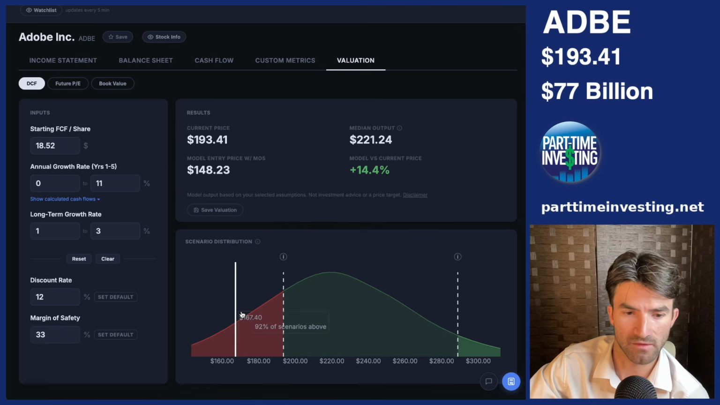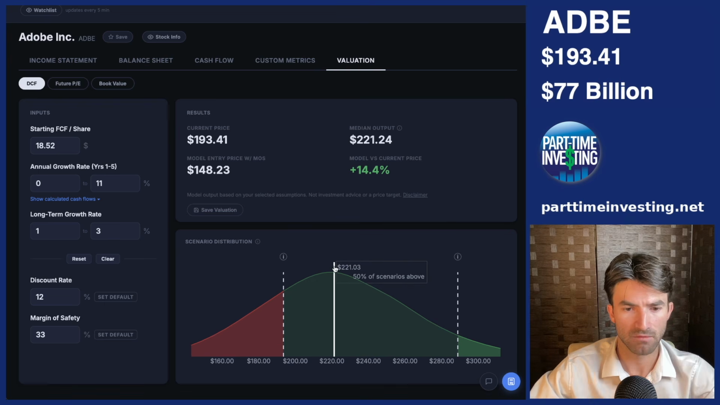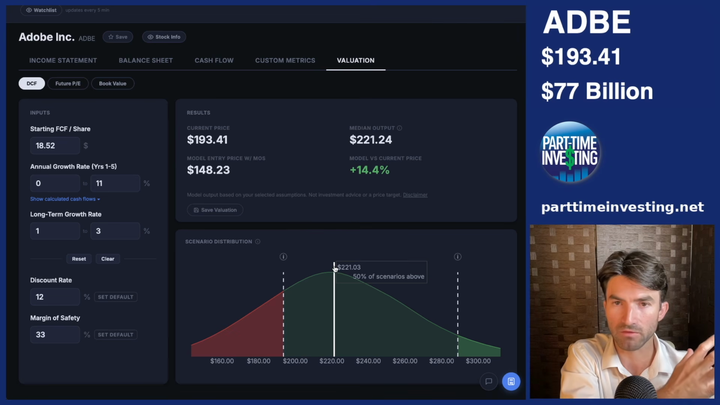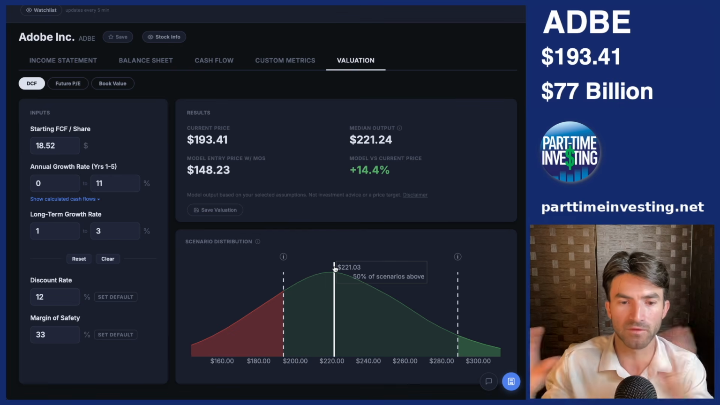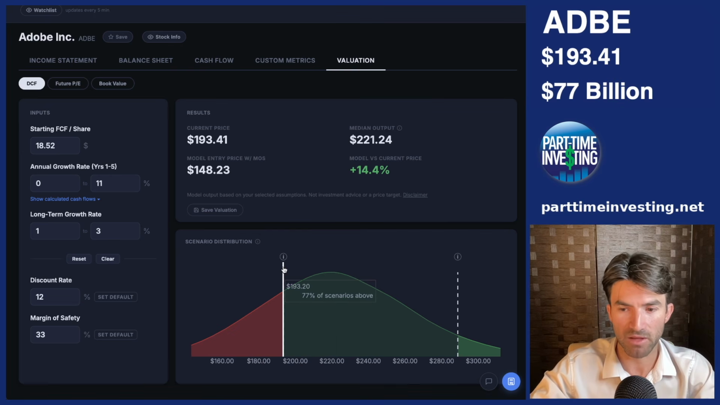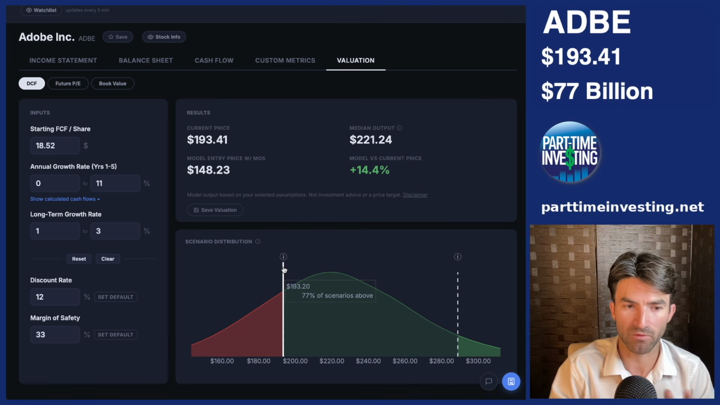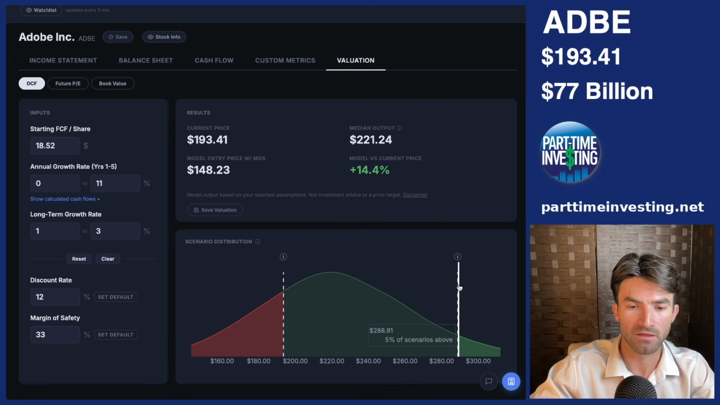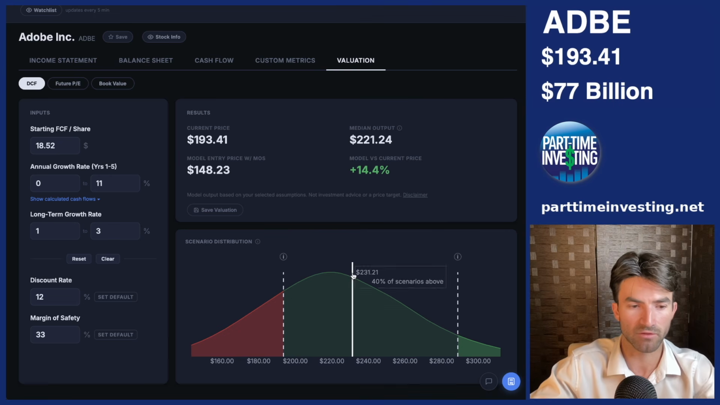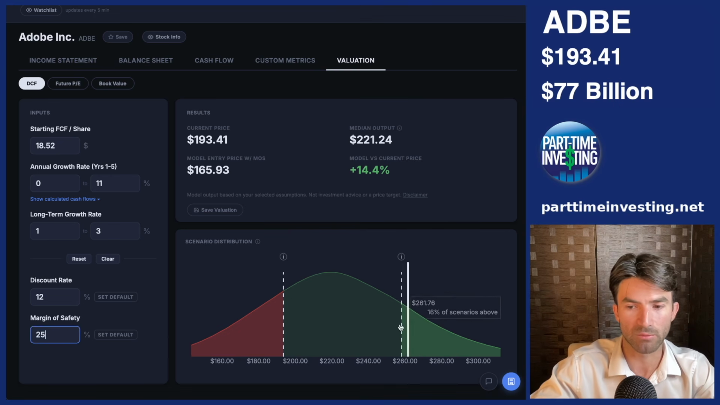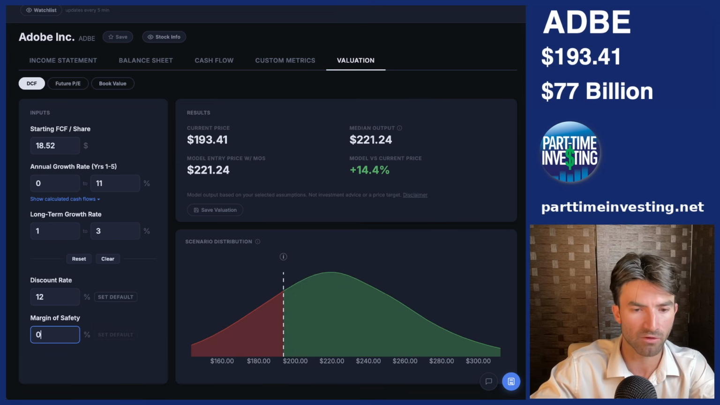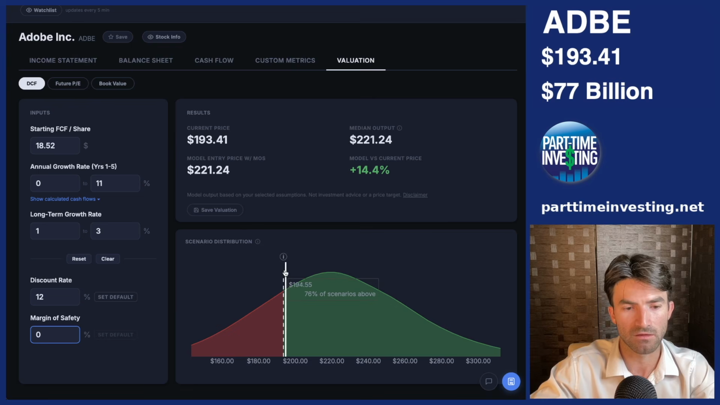And what you can see is that the scenario says median output was 221, which means in this model that you built, 50% of the fair value falls below, 50% falls above. That means at the current stock price, about 70% of scenarios fall above what it's trading at now, based on these assumptions. And then call it 5% are in the deep value, meaning this is literally just what fair value do you require to buy the stock at its current price, right? So if I were to change this to 25, it would shrink that gap. If I have it at 0, then it's just the straight line.